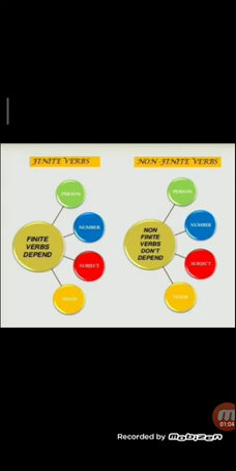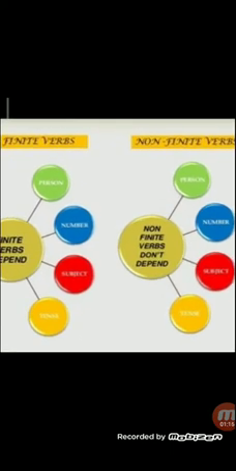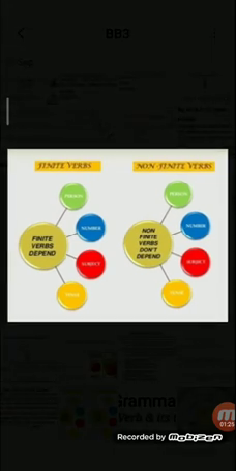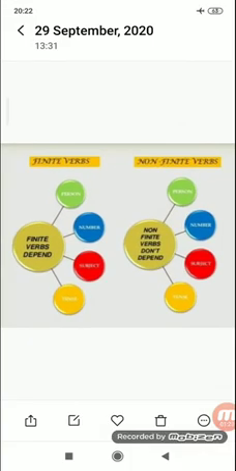Finite verbs depend on the subject, that is person, number, and tense. Non-finite does not depend on person, number, subject, and tense. They remain unchanged. They are very adamant. They don't like changing. They don't like changes in their life. Yes, they keep on adding something to themselves, but they don't want to change much.